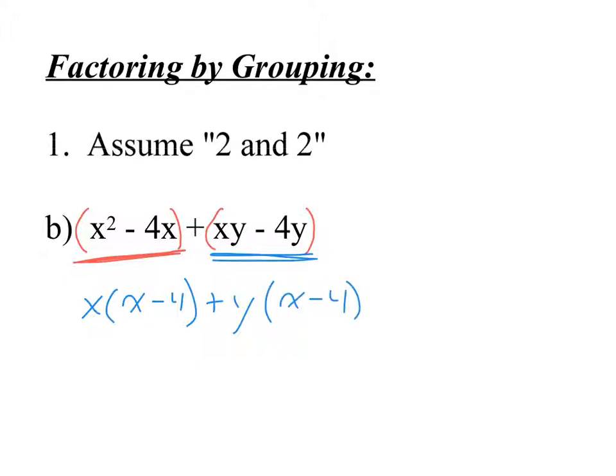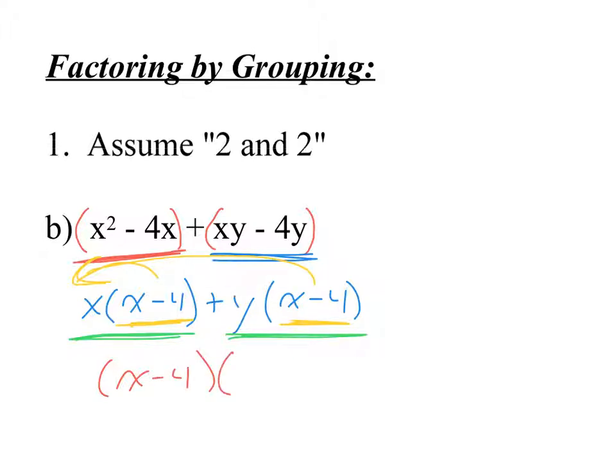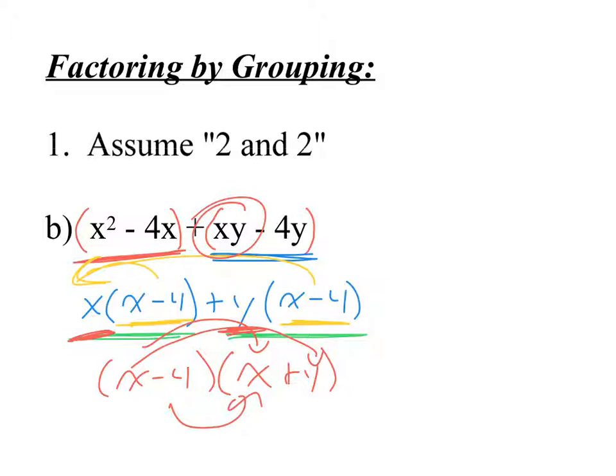Looking right now, I have 2 terms. The first term is right here, my second term is right here. Do I have a common factor in both of those terms? Yes, I do. The common factor is the x minus 4. So again, I'm going to pull the x minus 4 out of each of these. When I do that, I'm left with x plus y. If I were to FOIL these back out, x times x is x squared. x times y is xy. Negative 4 times x is negative 4x. Negative 4 times y is negative 4y. And you can see that it works.